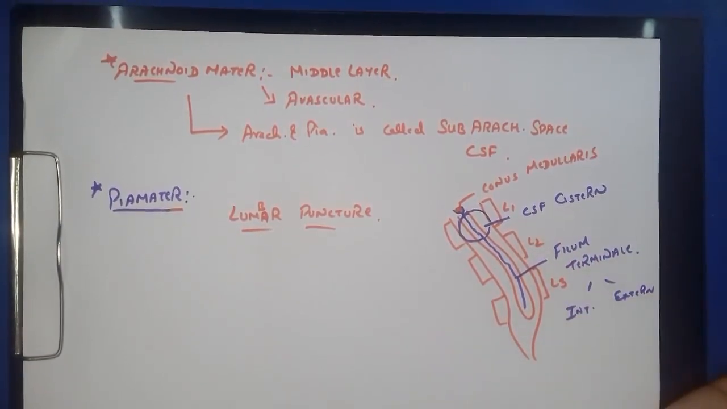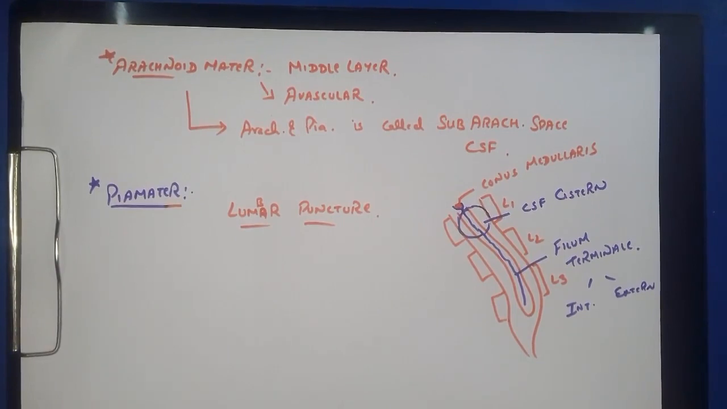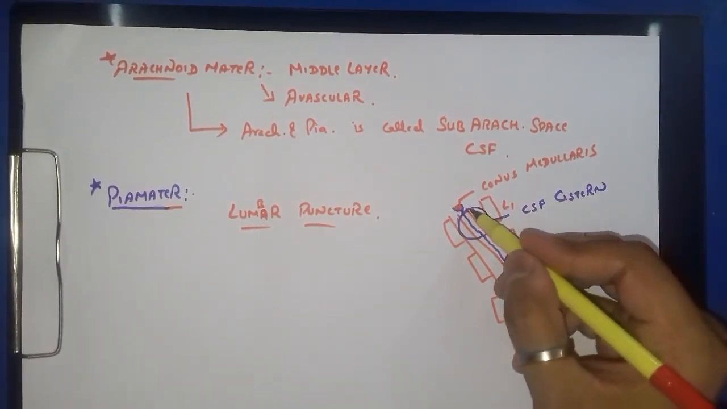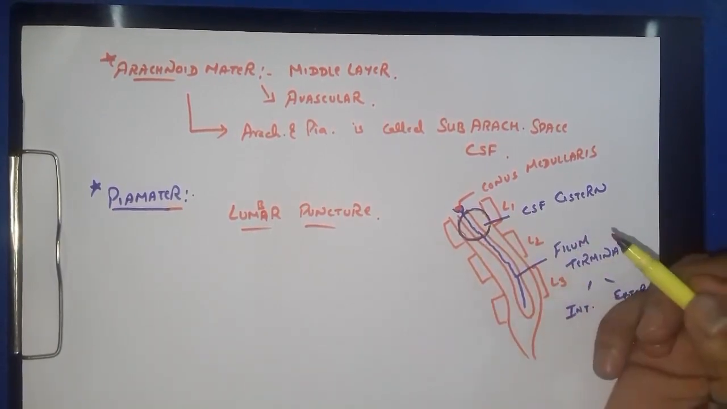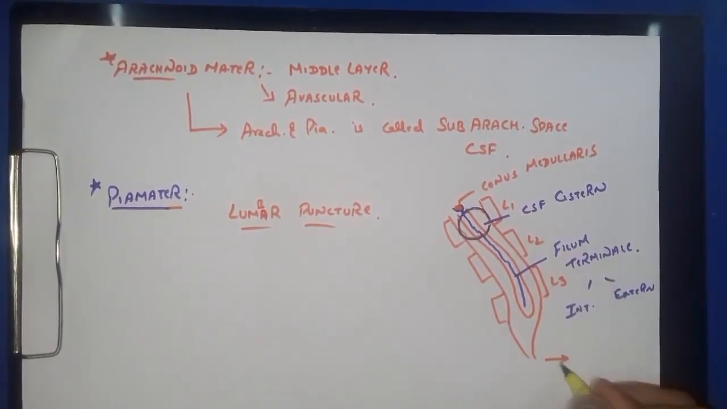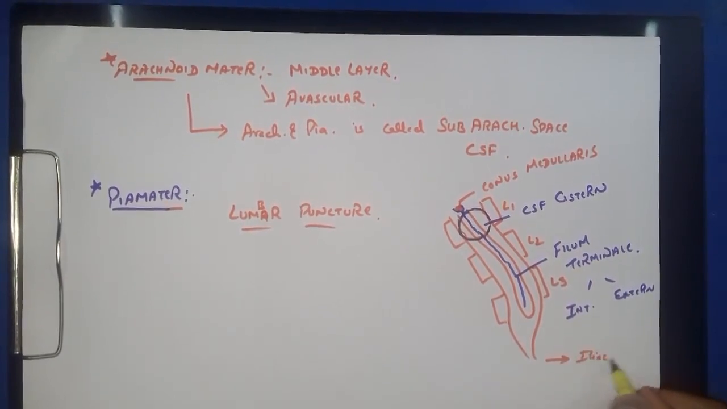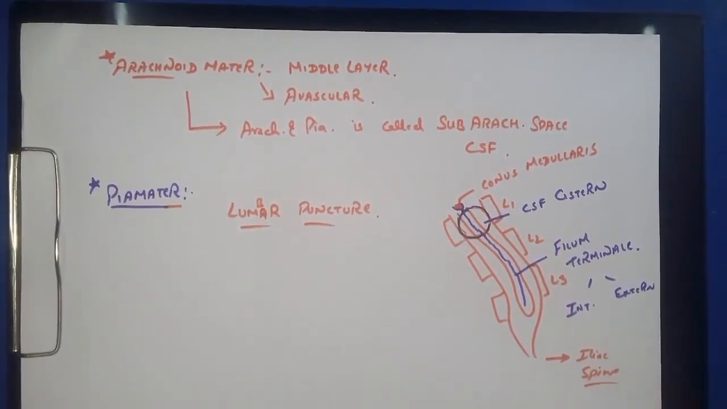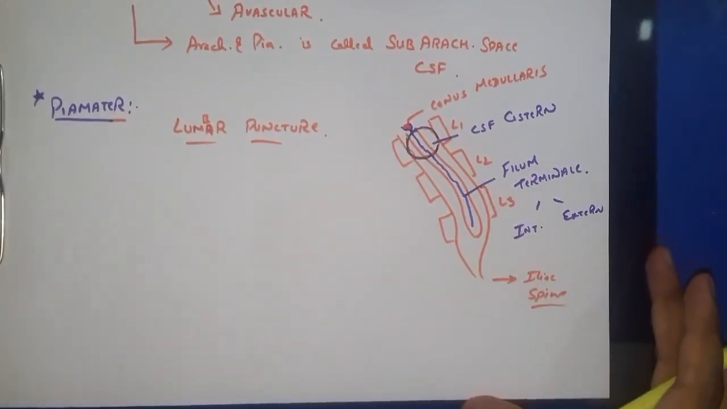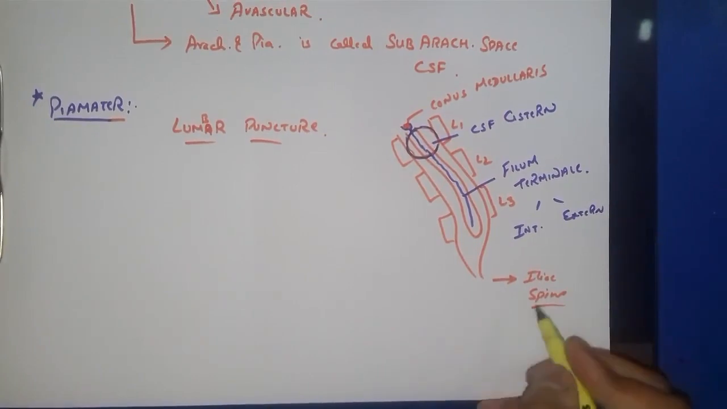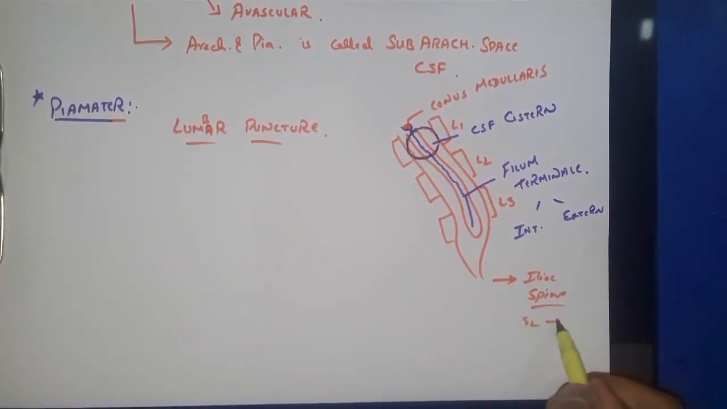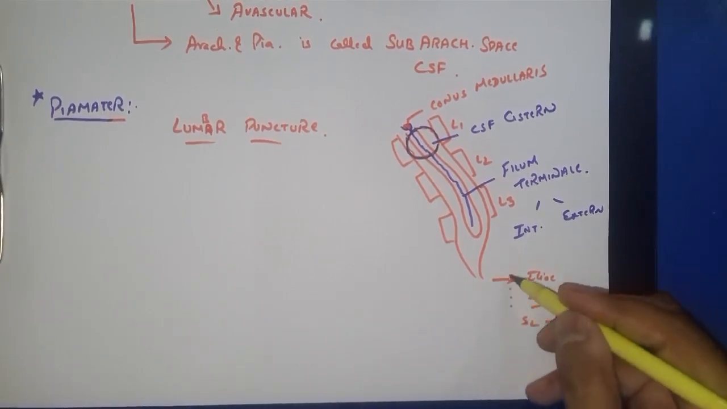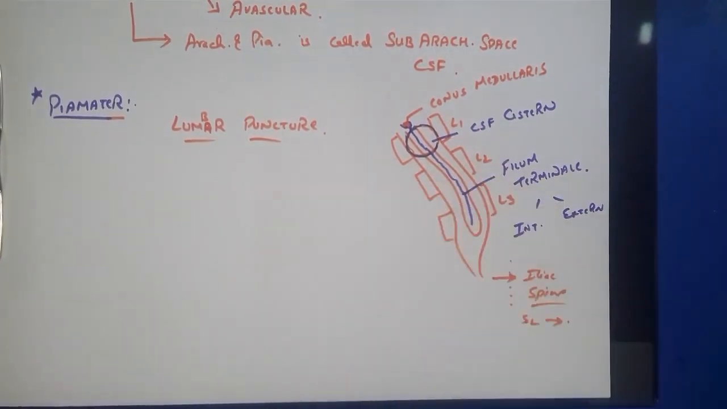So if a doctor has to take out the cerebrospinal fluid from a patient, he will target this portion, the lumbar portion. First of all, the doctor will recognize the iliac spine. Most of the books prefer that near the iliac spine, there is vertebra number S2. So he will palpate the iliac spine, reach S2, and then count vertebrae upward and reach the L1 level. And from here, he will extract the cerebrospinal fluid, which can be used for the diagnosis of various diseases.